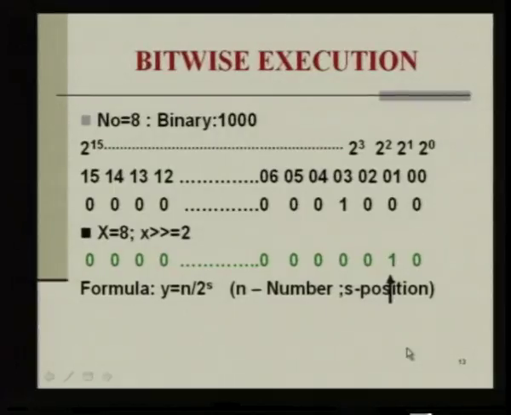Now, this is the formula for performing a shift operation. Y is equal to n divided by 2 to the power s, where n is the number and s is the number of bits it has to be shifted. If you apply the same formula to this example, here n is 8 and s is 2. So, 8 divided by 2 squared, which is 8 divided by 4, the final result is the same, 2. So, you can evaluate and check whether your answer is correct using the formula or using the shift operation itself.